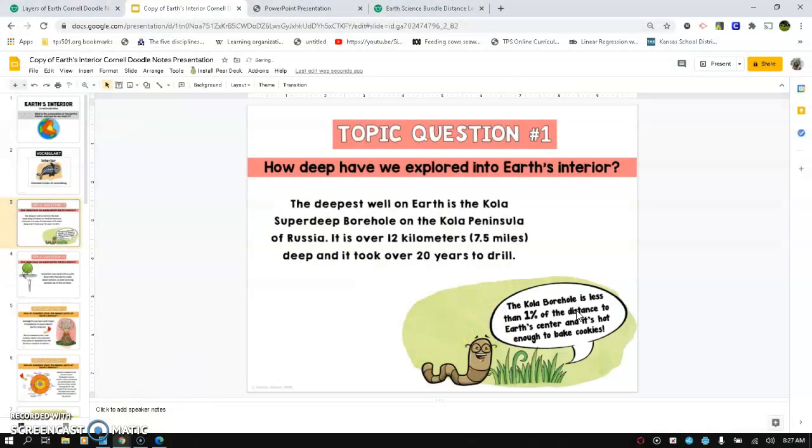Okay, so the borehole reaches only 1% of the way to the Earth's center, and it's hot enough to bake cookies. It's about 300 to 400 degrees. You'll learn that the interior is mainly made up of metals, and if they're liquefied, how are we going to drill down there and have something that is pressure resistant and heat resistant to those extreme conditions?